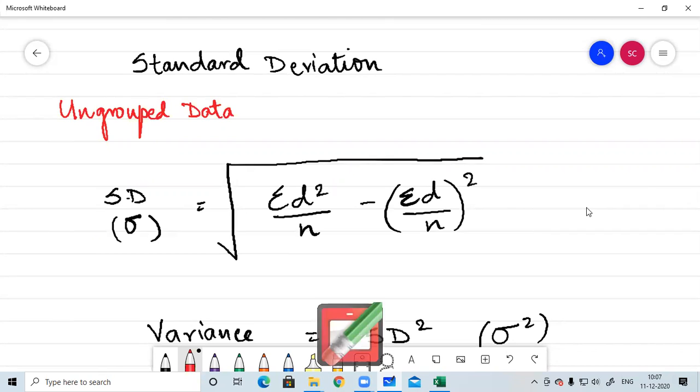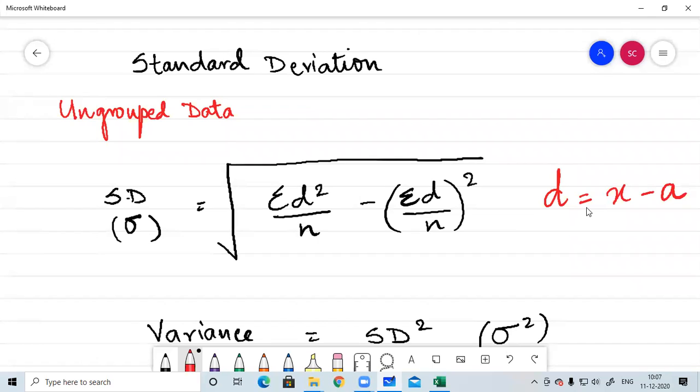Now here in this case, what is d? The prior class we already studied d. Anyone remembers what is d? When we did the step deviation method in mean, d is equal to x minus a. Do you know what a stands for? Assumed mean. Correct. A stands for assumed mean.